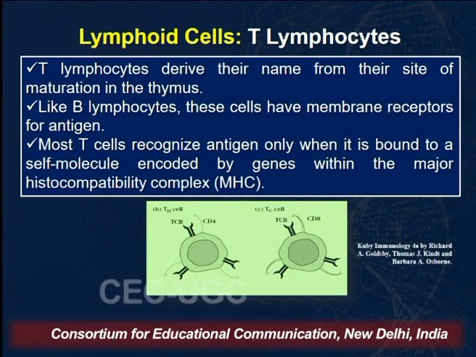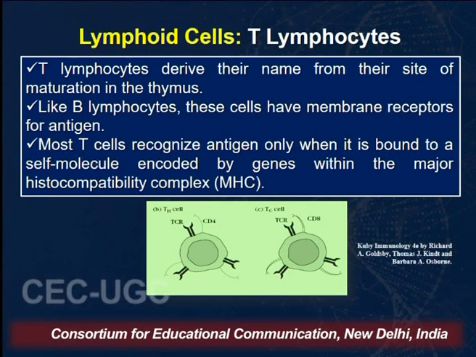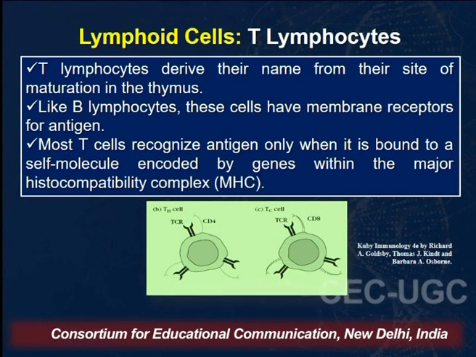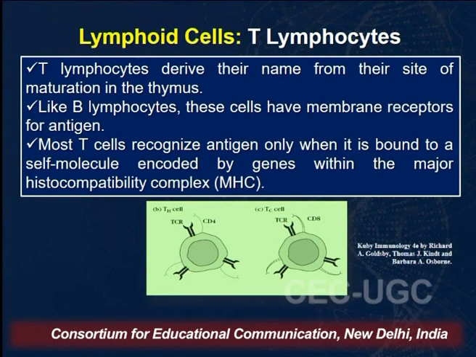Now the T lymphocytes are another type of lymphocytes, or lymphoid cells, present in the body, and they derive their name from the site of maturation, which is the thymus. Like the B lymphocytes, these cells also have membrane receptors for the antigen. These T lymphocytes recognize the antigen only when it is bound to specific self molecules coded by the major histocompatibility complex, or the MHC complex.